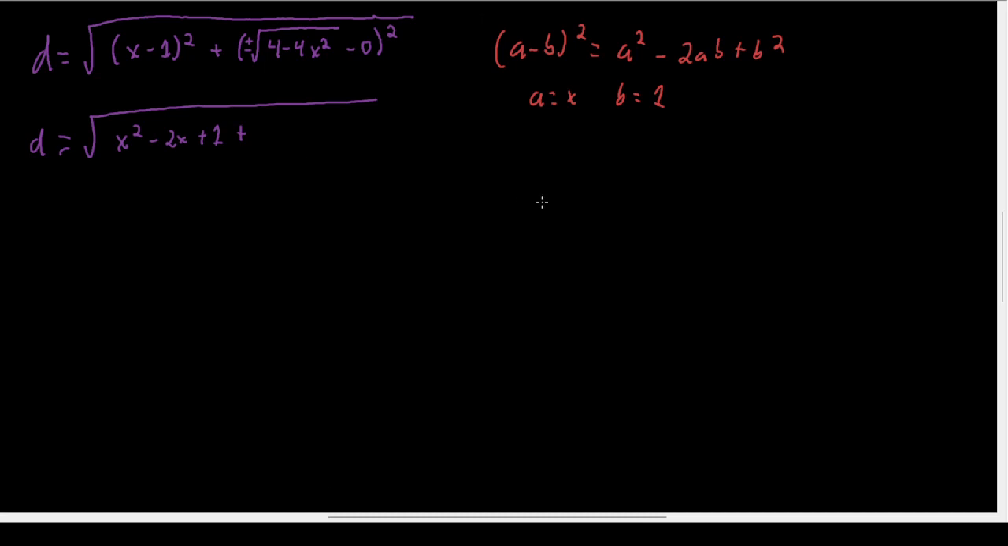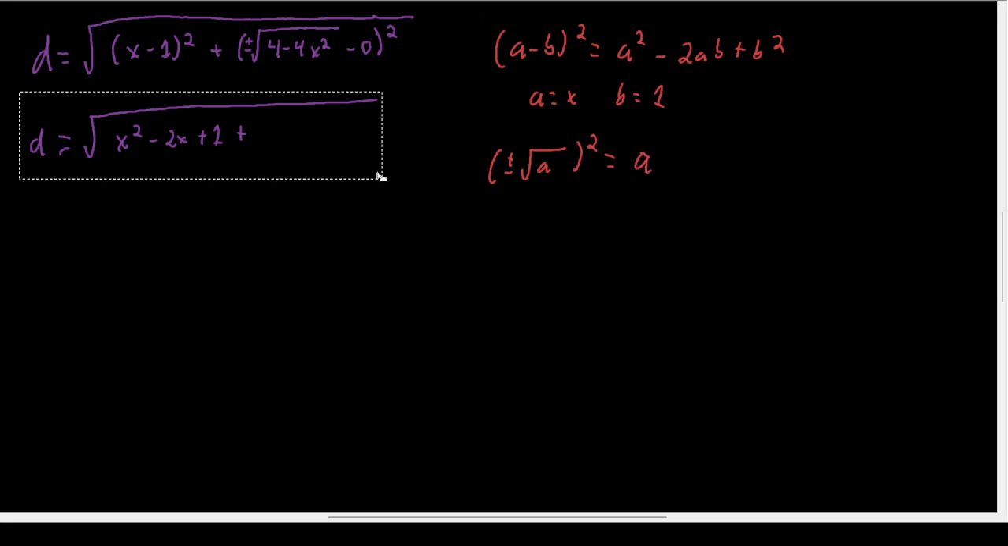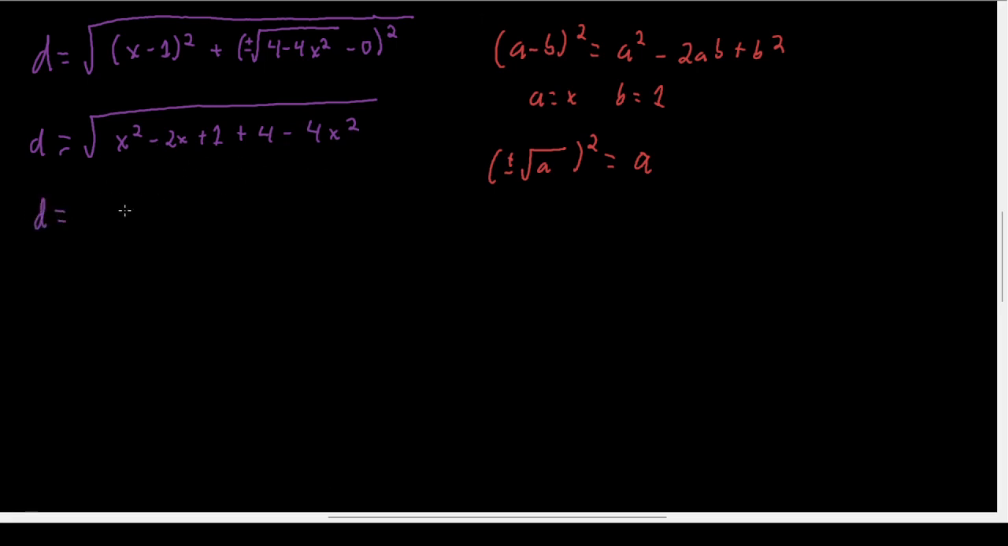The other thing we're going to want to remember is that plus or minus the square root of any number squared is just going to be the positive version of that number. So then we will get plus 4 minus 4x squared. And then if we just group the terms together, we can simplify this to negative 3x squared minus 2x plus 5.